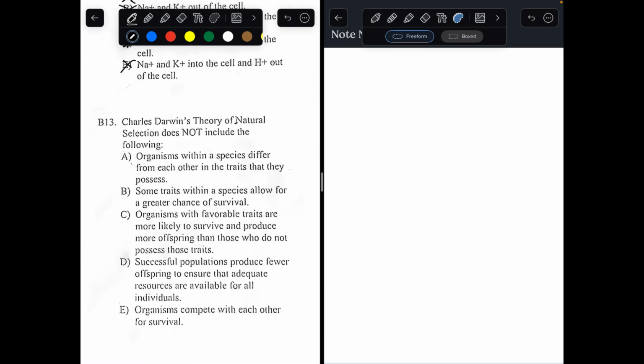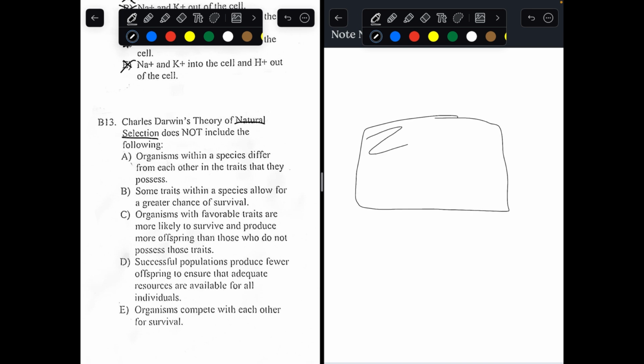Charles Darwin's theory of natural selection does not include the following. So the theory of natural selection states that organisms that have traits that are better suited for their environment will survive long enough to reproduce and pass on those traits. A good example of that would be in a very dark environment. Let's just say it's very dark.